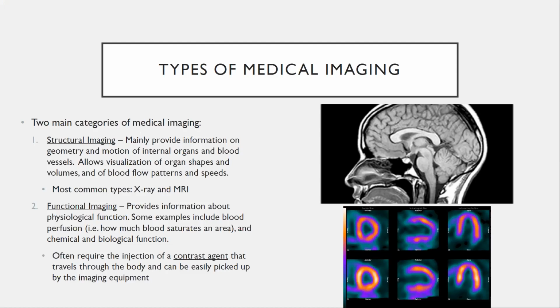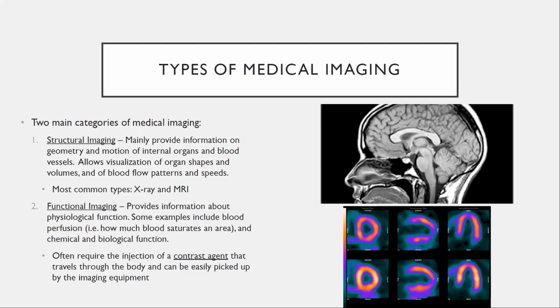But there's another type of imaging out there called functional imaging. In addition to structural, what functional imaging aims to do is to provide information on physiological function. What I mean by that is things like blood perfusion, so basically how much blood is saturating a certain area, or things maybe on the chemical or biological function of the body. There are types of imaging out there that can actually view these things in addition to the structure, the geometry inside a person.